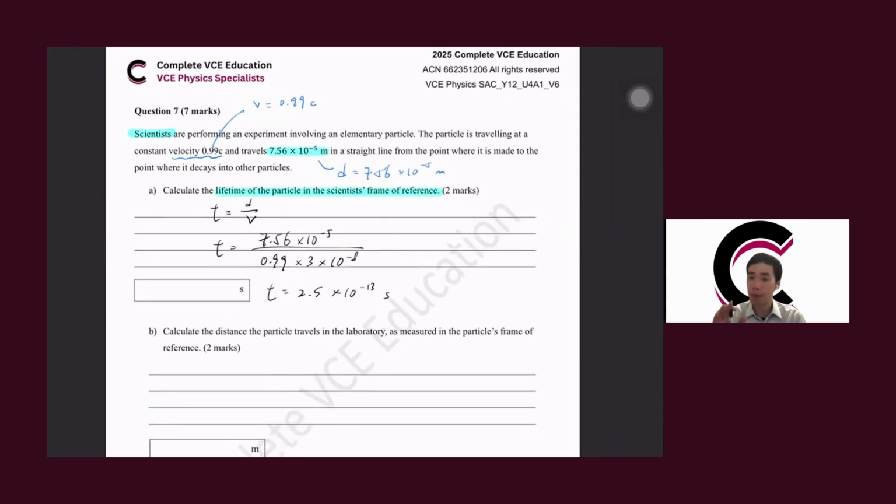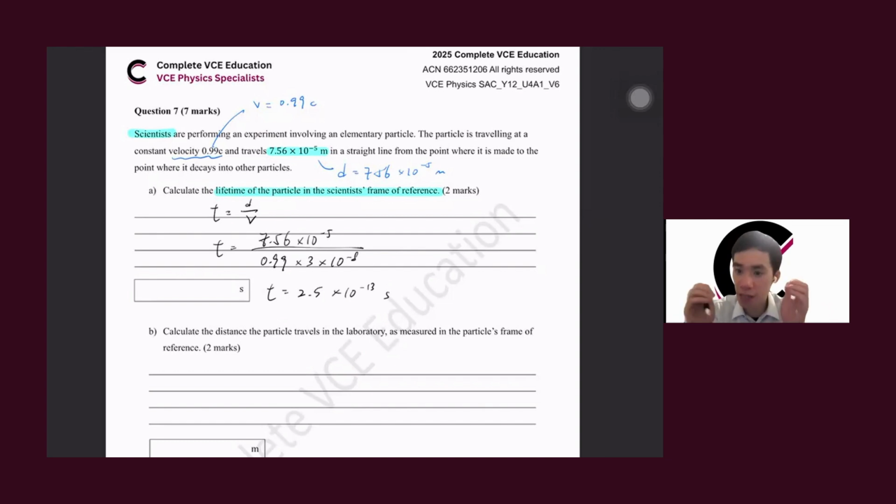Calculate the distance that the particle travels in the laboratory. Now, when you read the question, you must be very clear about this distance. Is it a proper length or not? Let's think about it. If I'm talking about a dimension, let's say of a pen, and the pen is moving, then the people who move along with it would measure its proper length, because in their frame of reference, the pen is stationary. In other words, you must share the same frame of reference as the thing you're measuring.